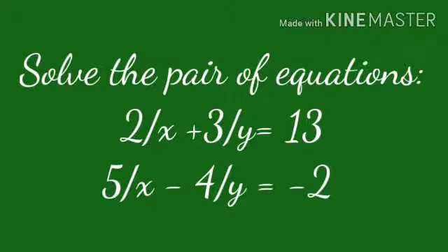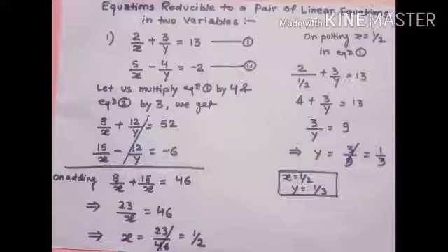Let us solve this pair of equations: 2/x + 3/y = 13 and 5/x - 4/y = -2. Here we have two equations. 2/x + 3/y = 13, equation number 1, and 5/x - 4/y = -2, equation number 2.